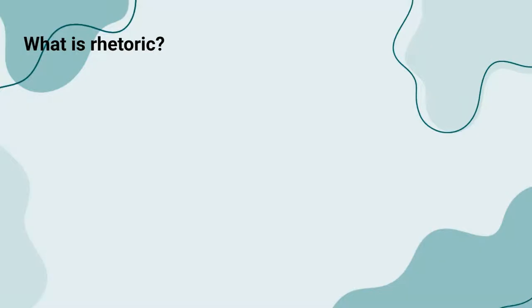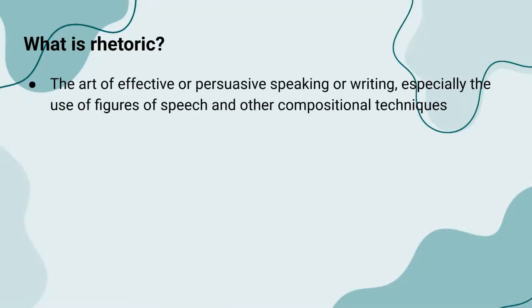So what is rhetoric? Rhetoric is the art of effective or persuasive speaking or writing, especially the use of figures of speech and other compositional techniques. That is literally just copied and pasted from Google. That's the very simple thing, but I kind of dumbed it down to language being used to persuade others. And you'll see this a lot in writing. You'll see things like metaphors, similes, things like that. That's what I'll say in the younger level, they'll probably define rhetoric as.